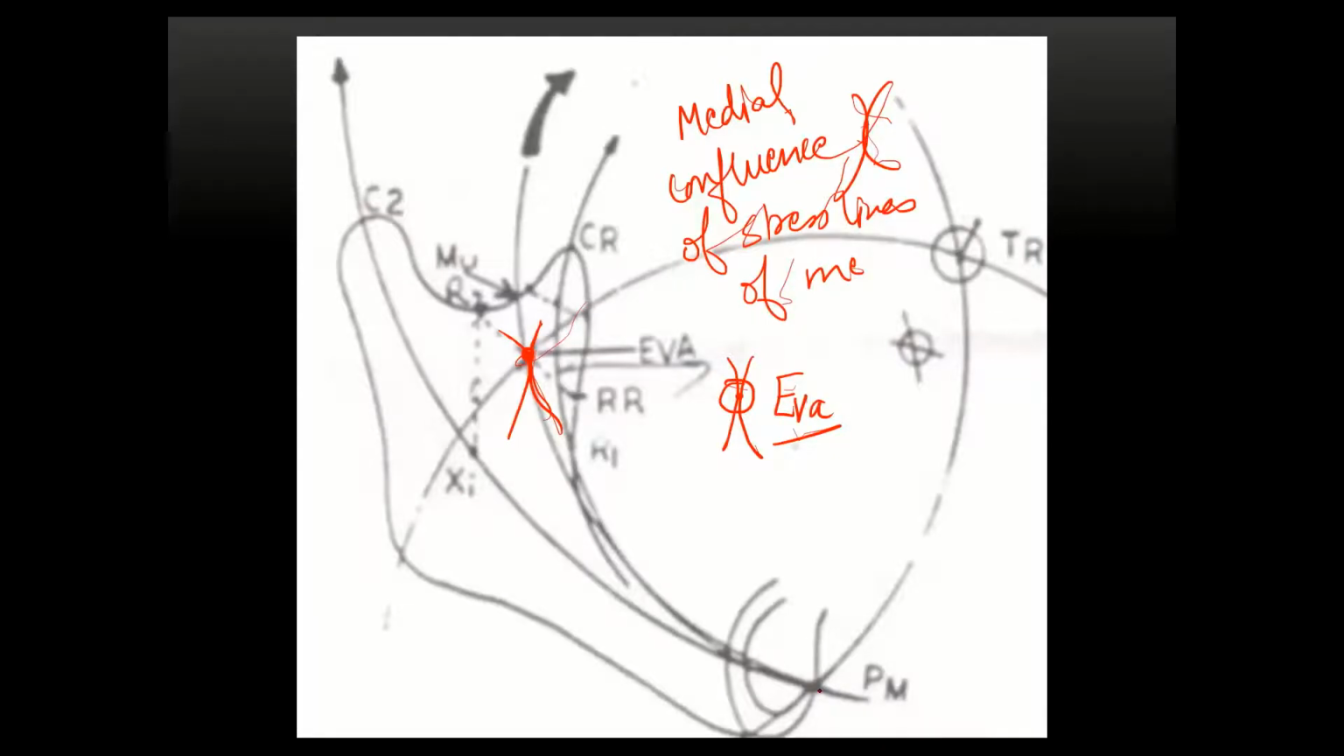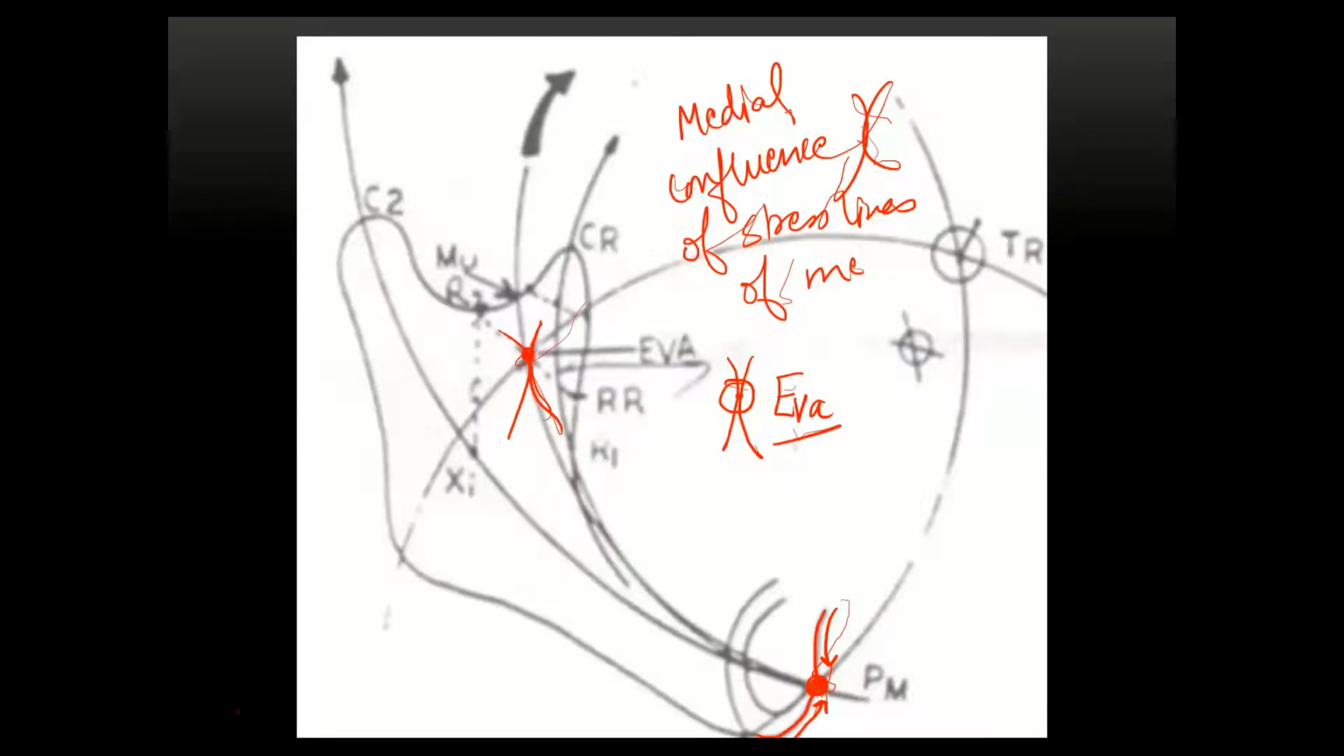Then is the PM point. How is the PM point made? You draw the anterior surface of the mandible, and wherever there is the confluence between the convex and the concave surfaces, there is the PM point. So PM point you know, Eva point you know.